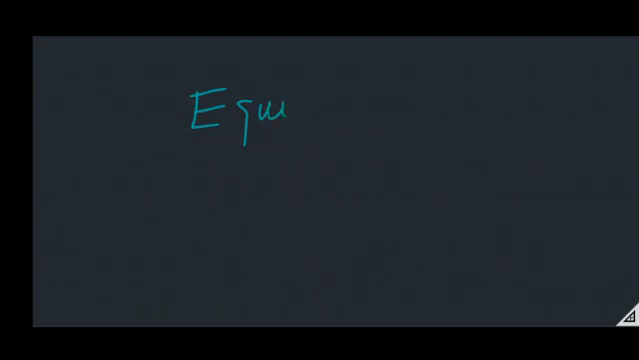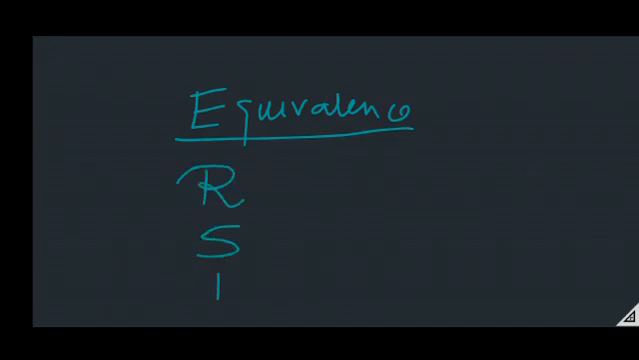So for a relation to be equivalent, I should have that it is reflexive, it is symmetric, and it is transitive. Is this clear to everyone? Now, you tell me children, any one example which you can see.